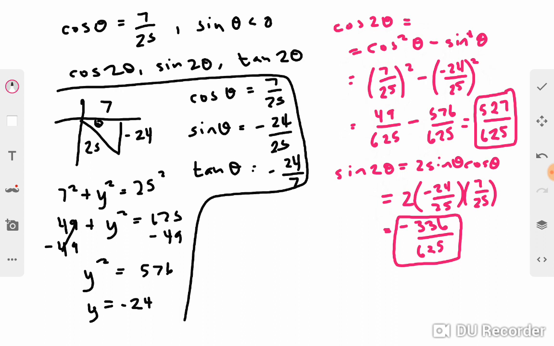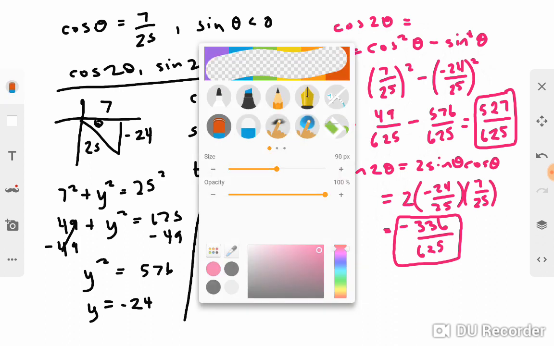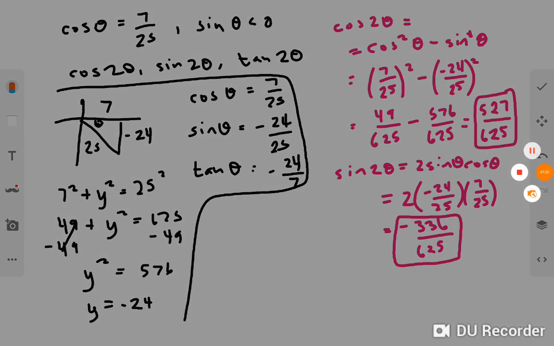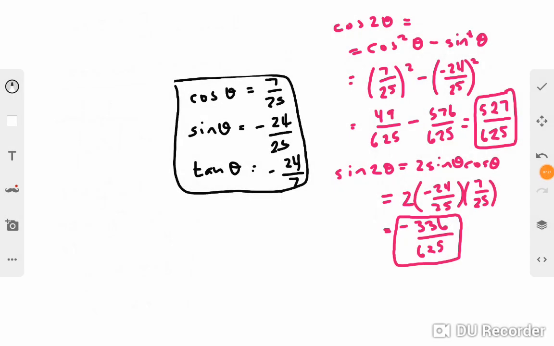All right, we're going to need a little bit more room for tangent 2 theta. So let me erase what we have going on over here. Okay, so I erased our work over here, so we got a little bit more room to work, and I left our cosine sine tangent values. So let's see if I can fit it in here.